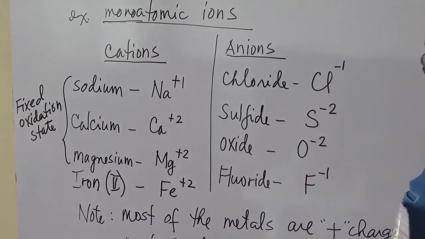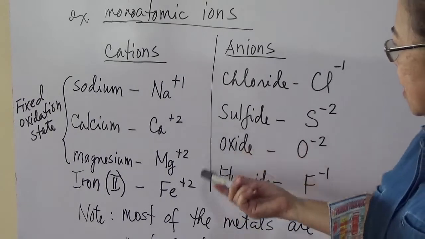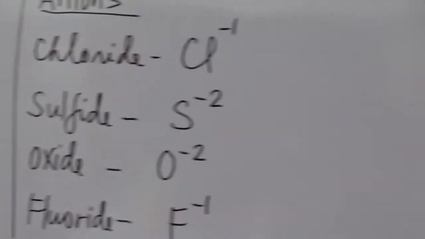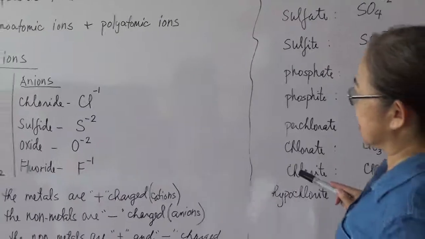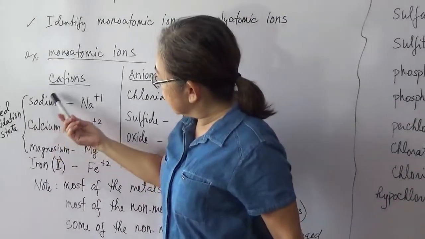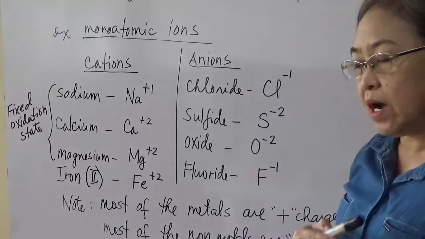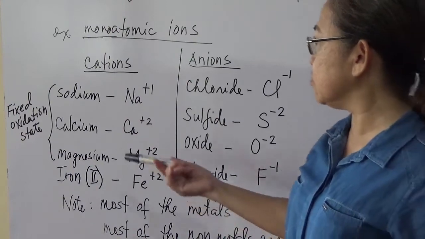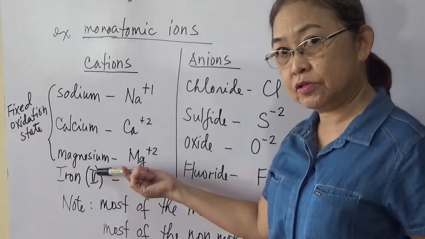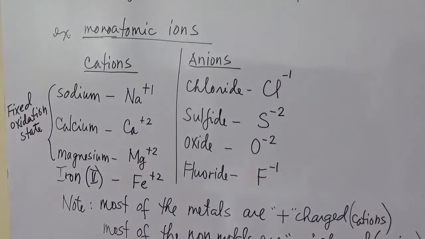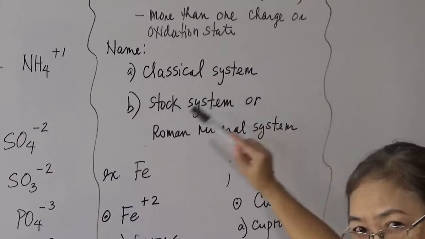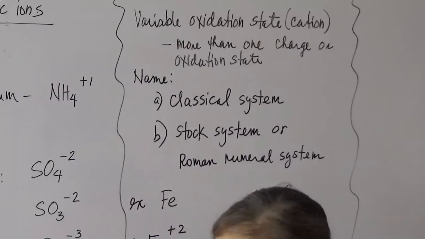There are cations which have more than one oxidation state or charge, like iron. So that will be discussed here for the variable oxidation state. Okay? Now, for the cations which have more than one oxidation state or charge, the name is not the same as the neutral name of the atoms. So it will be named in two ways: the classical system and the stock system. Okay? I will just directly mention this one so that there is continuity.